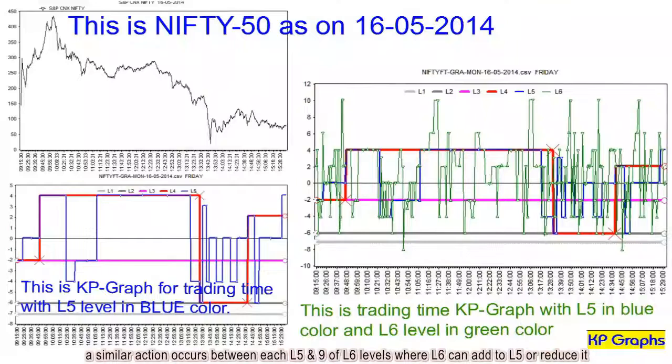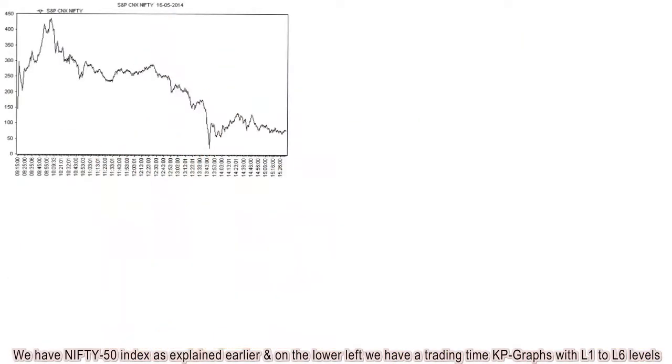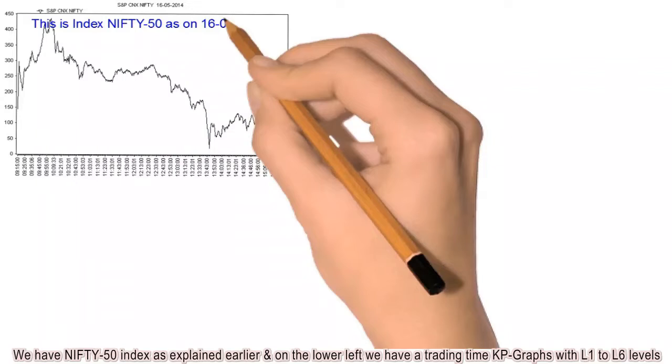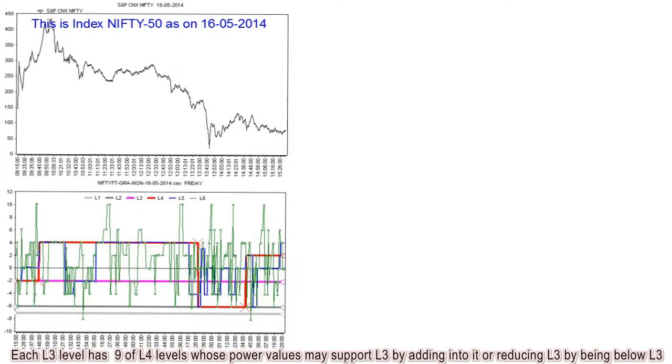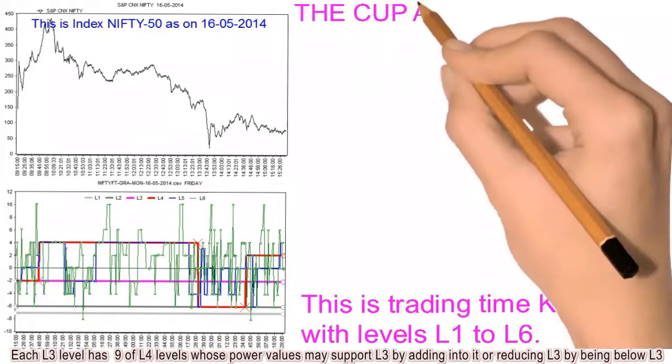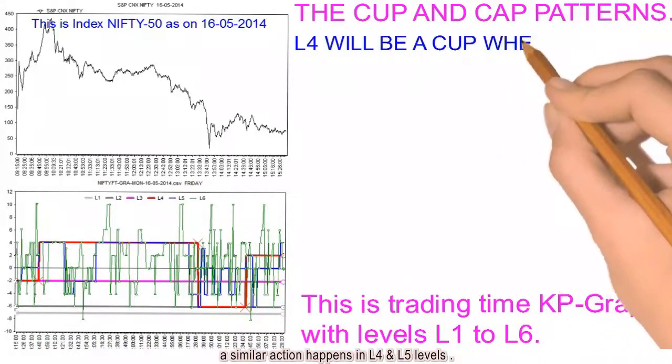We have Nifty 50 index as explained earlier, and on the lower left we have a trading time KP graphs with L1 to L6 levels. Each L3 level has 9 of L4 levels whose power values may support L3 by adding into it or reducing L3 by being below L3. A similar action happens in L4 and L5 levels.